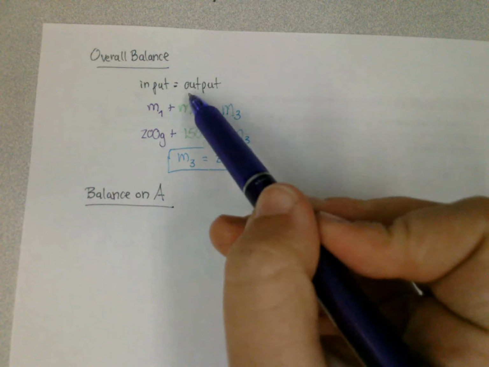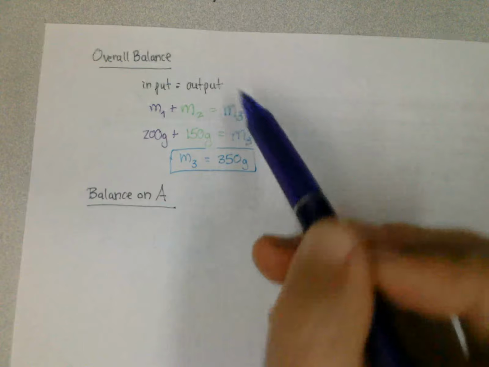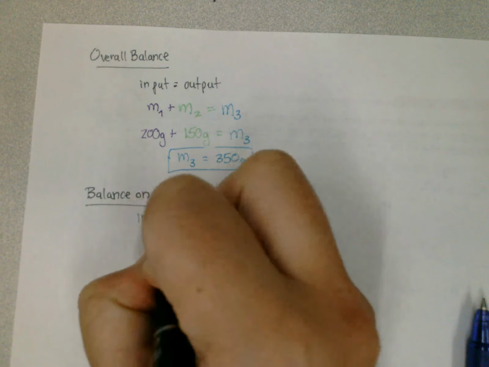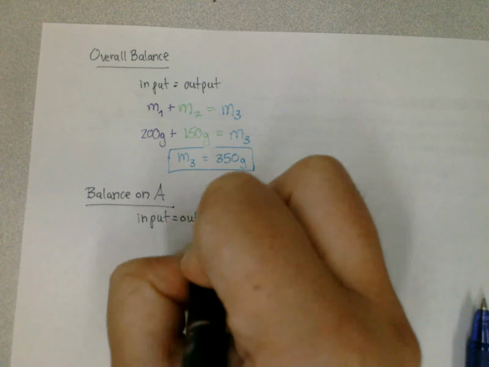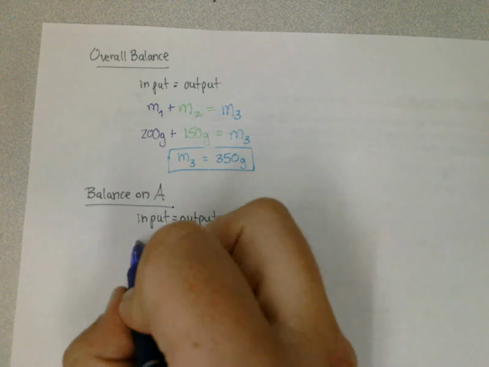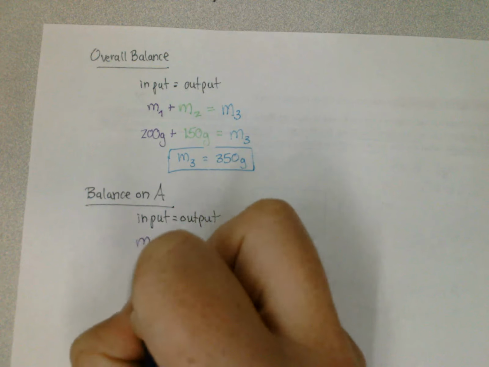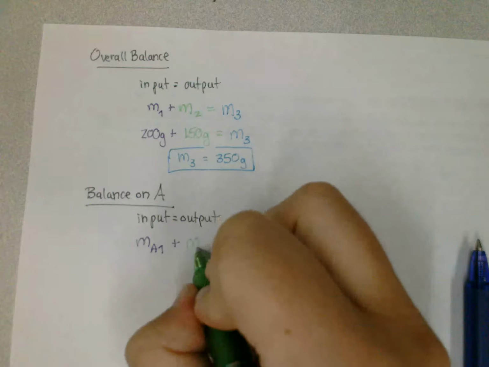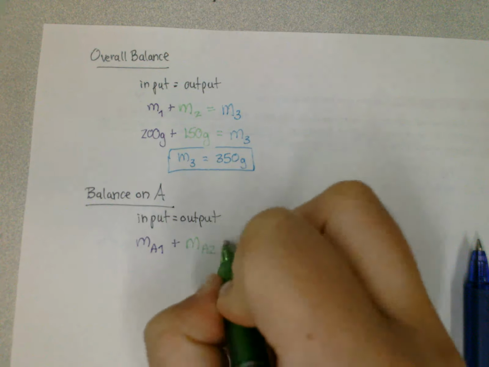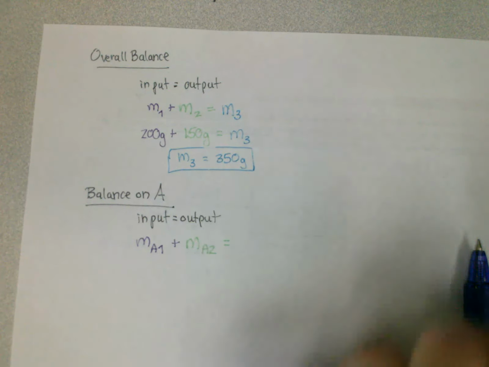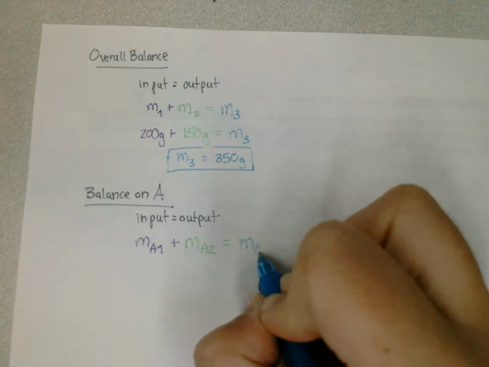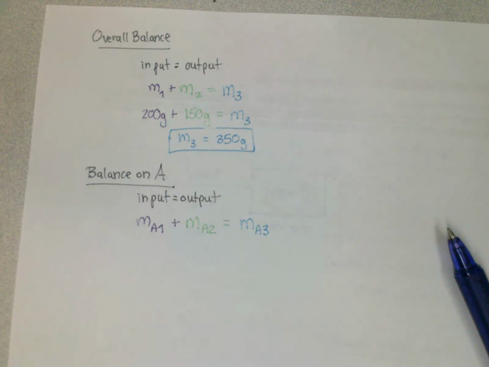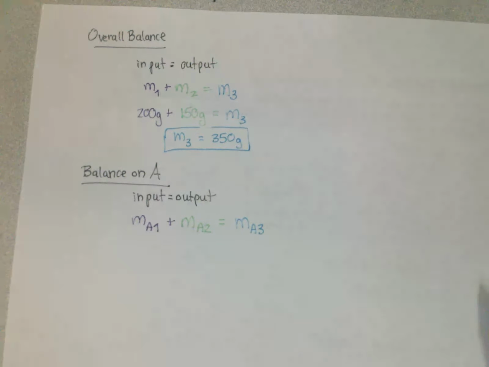So if we're going back to our input equals output, the same thing is going to apply here. Let's write it out so we remember. Input equals output. Then the mass of methanol in 1 plus the mass of methanol in 2 has to equal the mass of methanol in 3. Okay, so A representing methanol, numbers representing the stream.